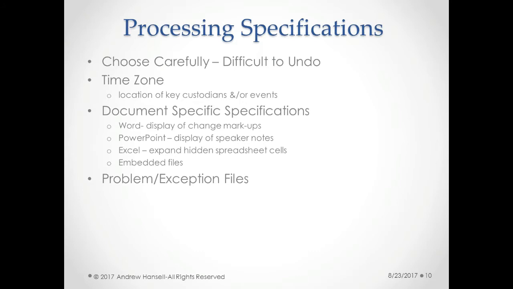And lastly, when you're dealing with processing, there's going to be a number of problem and exception files or files that you may not need to deal with. Typically, you can deNIST your collection or your data that you're processing. The NIST files are non-user data files. They don't contain any information that was created by an end user. They are essentially working files of the programs on the computer. Those can typically be removed from your production and don't need to be processed out anyway.